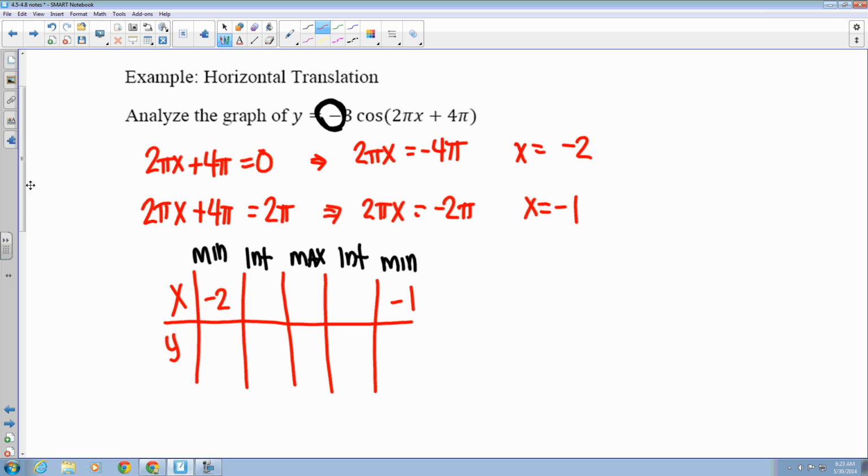Okay, so now halfway between negative 2 and negative 1 is negative 3 halves. Halfway between negative 2 and negative 3 halves is negative 7 fourths. And halfway between negative 3 halves and negative 1 is negative 5 fourths. And then the y values. Well, I know that my height is 3. So if I'm starting at a minimum, that would be negative 3. Intercept is 0. Max is 3. Intercept is 0. Min is negative 3. And those are my 5 key points.